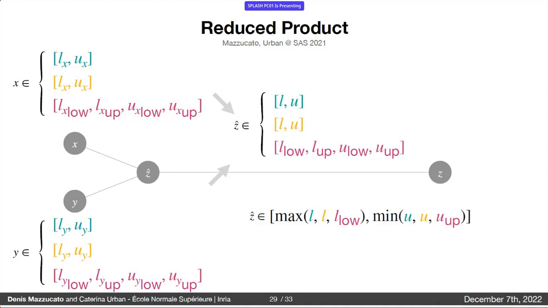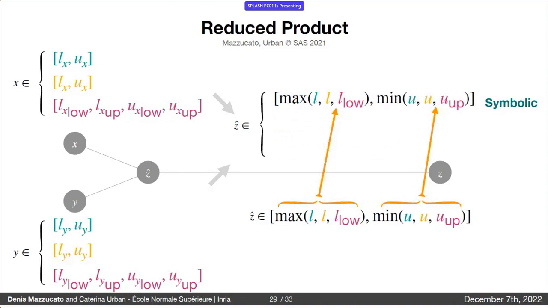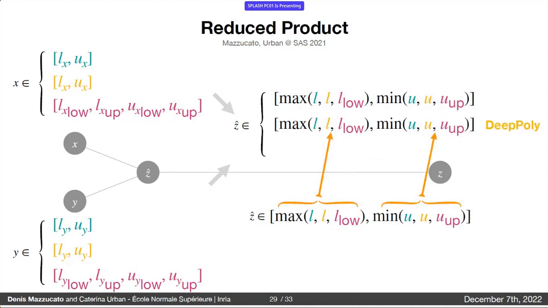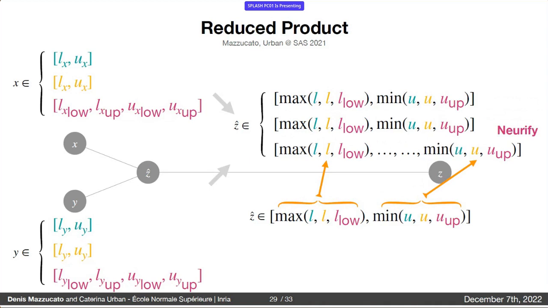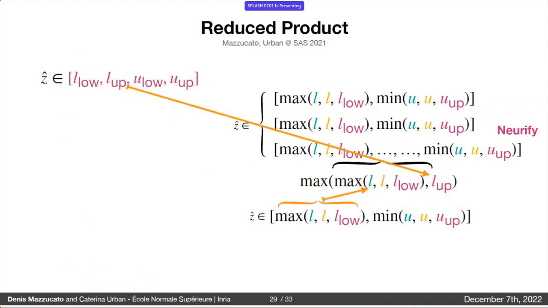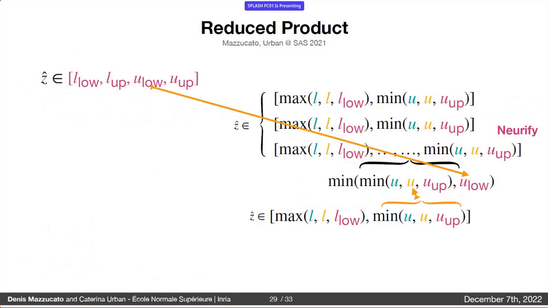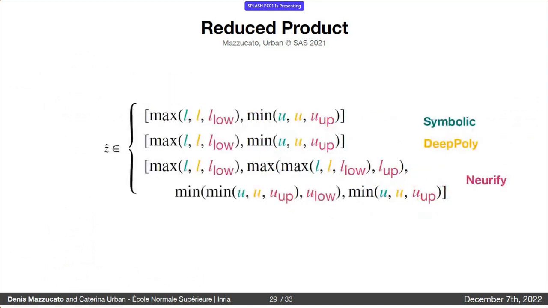How do we go back to the three domains? For symbolic, it's easy because its invariant is just 2 bounds. Same for the poly, we put the tightest bounds there, but Neurify needs 4 bounds. So how do we fill the 2 bounds in between? We take the highest lower bound of the pre-activation of Z, and the maximum between that and the just computed lower bound, and same for the lowest upper bound, we take the minimum. And so this is the invariant that is propagated by our domain, that is shared by our reduced product.